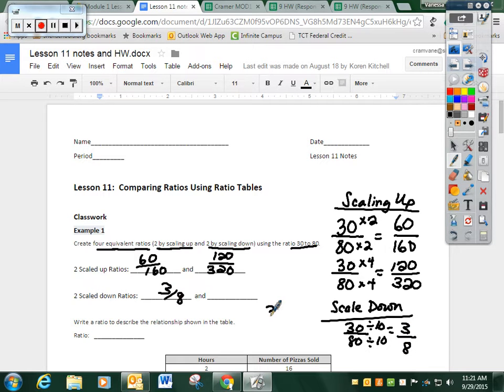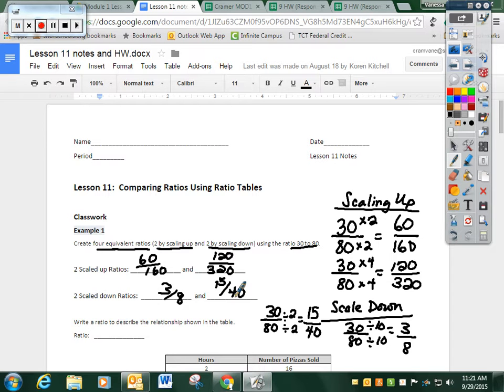Now let me take the original ratio they give me again. Now I'm going to divide it by something different. I realize they're both even, so I'm going to divide both by 2. This scaled down ratio will be 15/40. Scaling ratios up and down can really help us solve word problems, okay?